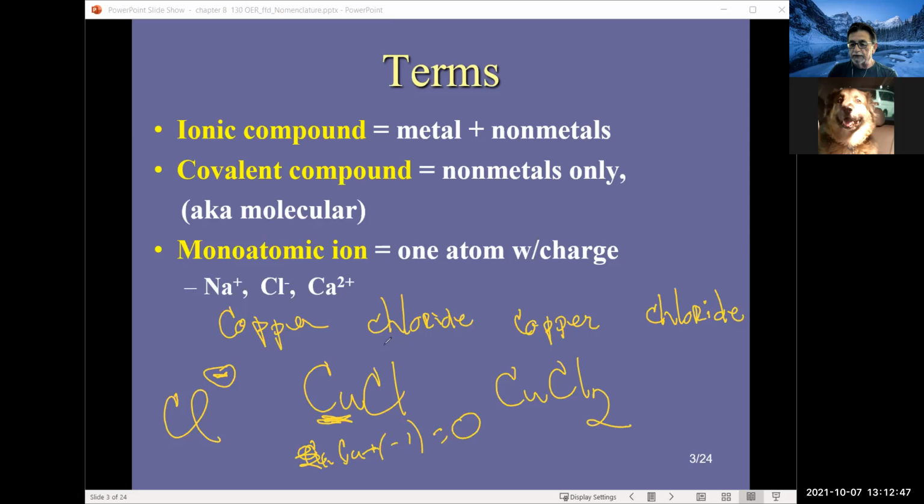If chlorides are -1 all the time, 100% of the time, -1, and the overall charge here is 0, what must be the charge of copper? What number plus a -1 gives you 0?